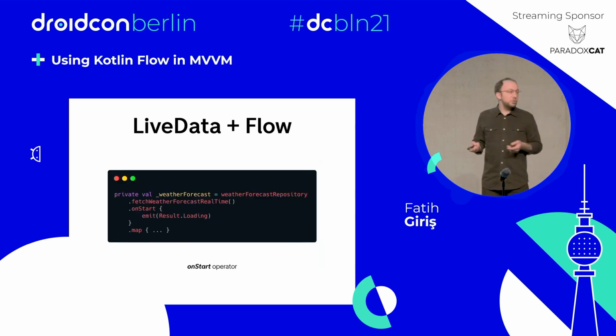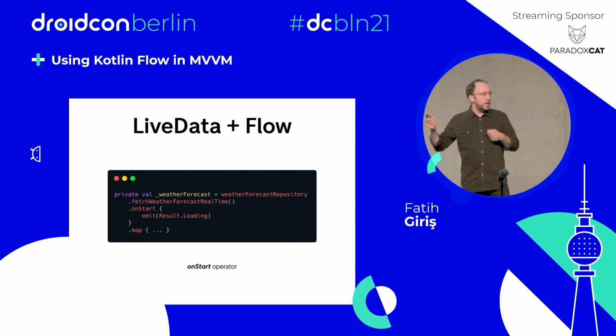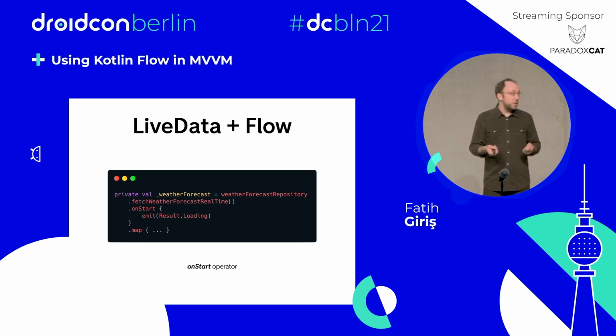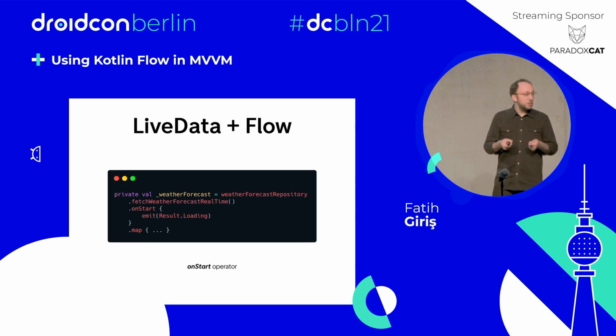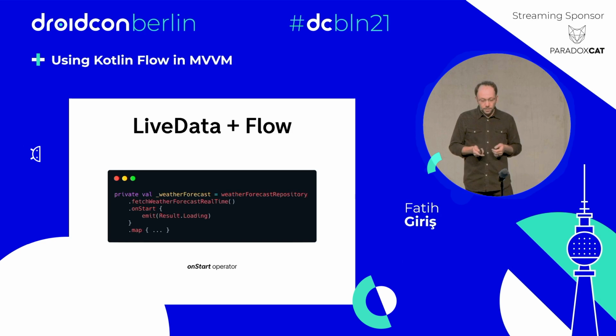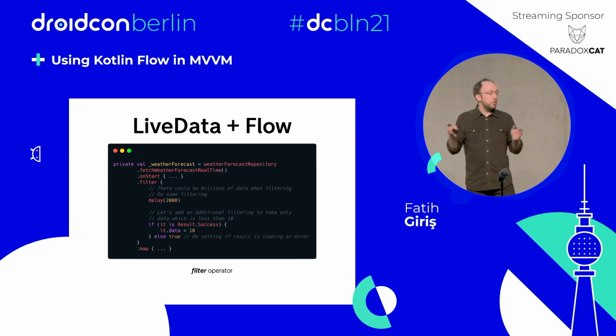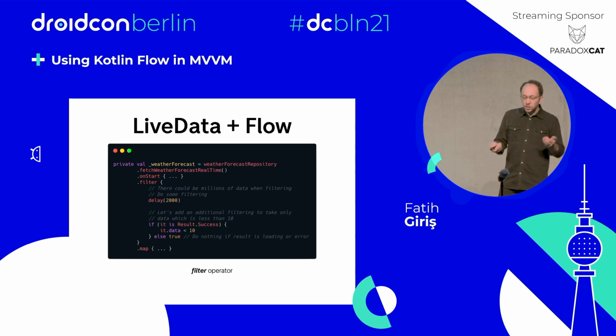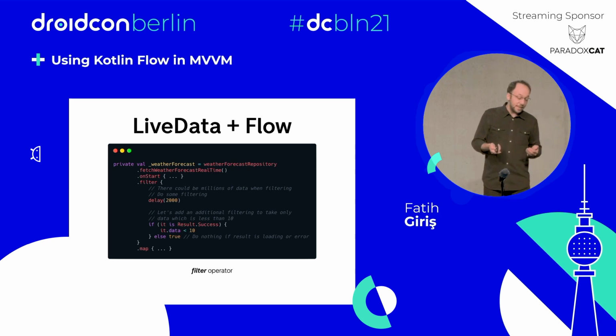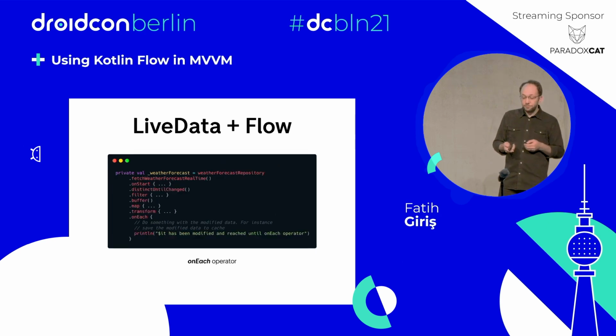And let's say you want to send some loading state. Like we have talked about, we're sending some loading state every time we are fetching from the API. So you can make use of the onStart operator, which is going to send the emission before the collection starts. The filter operator is the same as list filter, but just like the map operator, you can call some suspend functions inside. So let's say in this case, we filter out the values which are less than 10 and then send it to UI. We can easily do that with the filter operator.